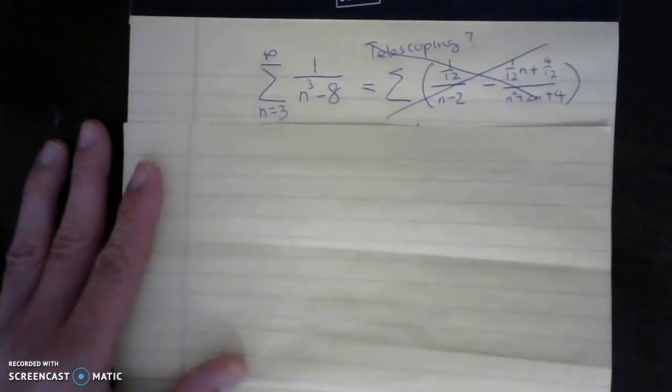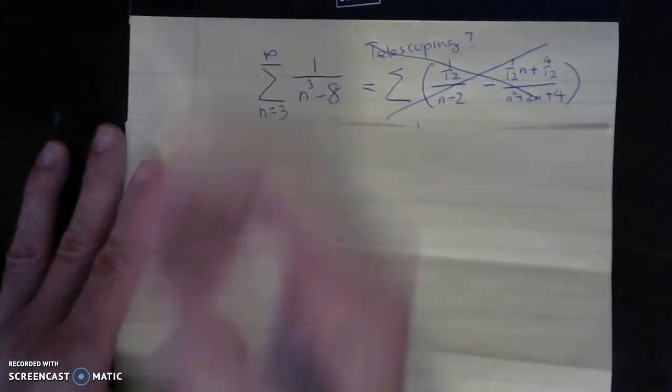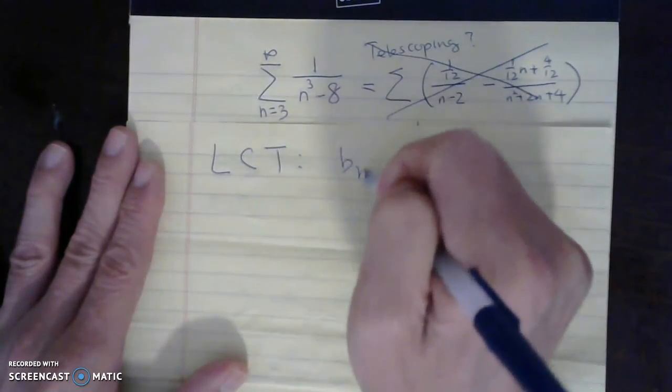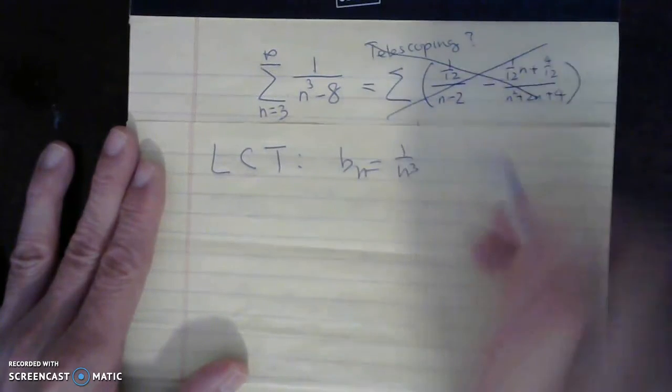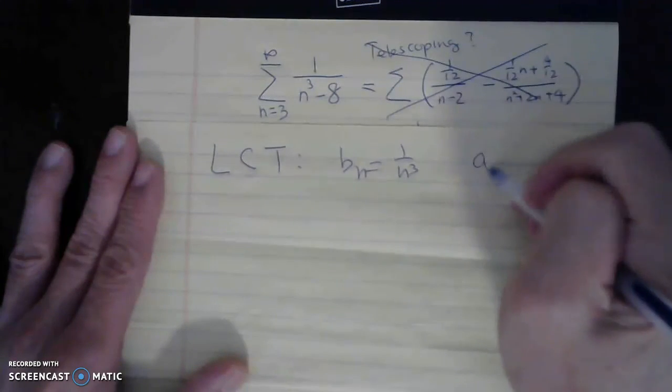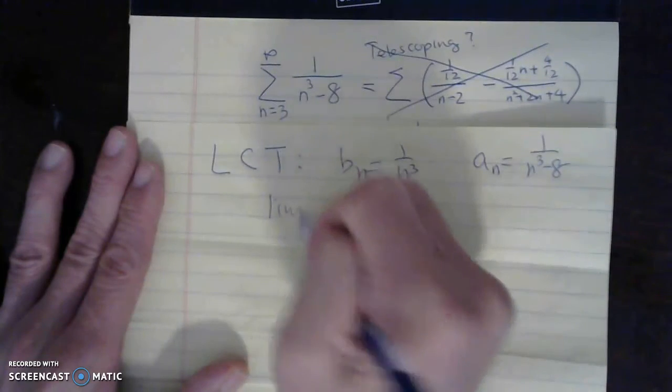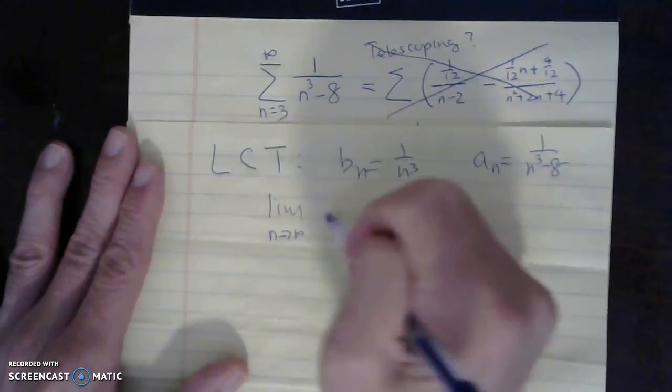So the fastest and easiest way to do this is the limit comparison test. So go ahead and do the limit comparison test. I assure you it will work. So I'm going to stop here now.